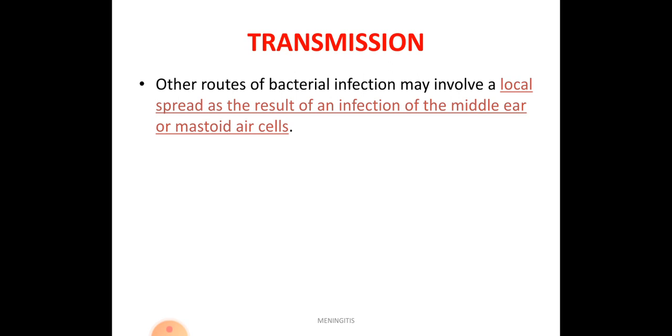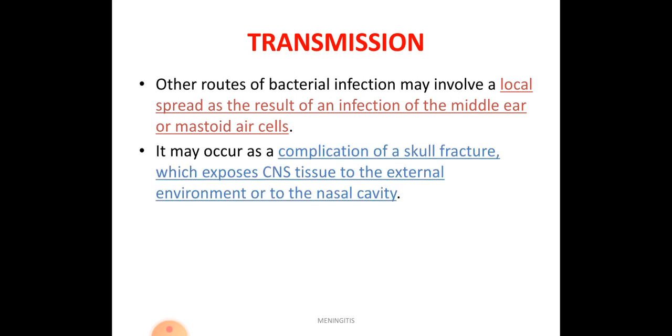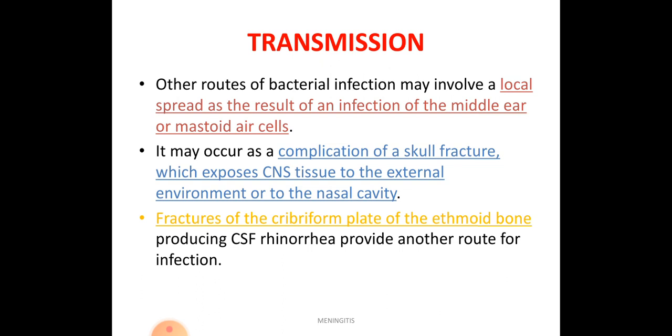Now, other routes are also available. Bacteria may enter the body from the middle ear or mastoid air cells. Another is as a complication of skull fracture. Definitely, if there is a skull fracture, internal tissues, especially meninges, are exposed to the environment, and sometimes also from the nasal cavity. If the patient has a fracture of the cribriform plate of the ethmoid bone, there will be leakage of CSF, that is CSF rhinorrhea, leakage of CSF from the nasal cavity. Clear? So that establishes a route from the subarachnoid space directly to the environment.